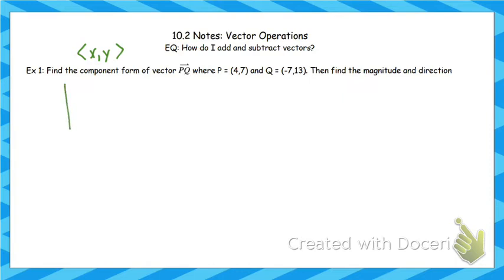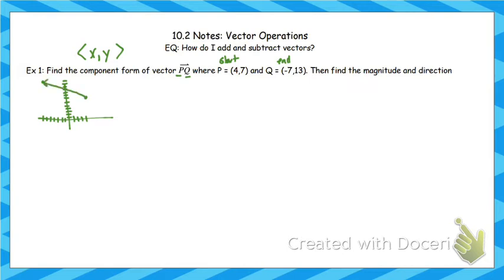So we're going to go ahead and plot the point 4, 7. So there's 4, 7. And then I'm going to plot negative 7, 13. Which is going to be all the way over here. Now we can tell the direction by the way the vector is written. Since it says PQ, P is the starting point, the initial point. Q is going to be the ending point. So that tells me my direction goes this way.